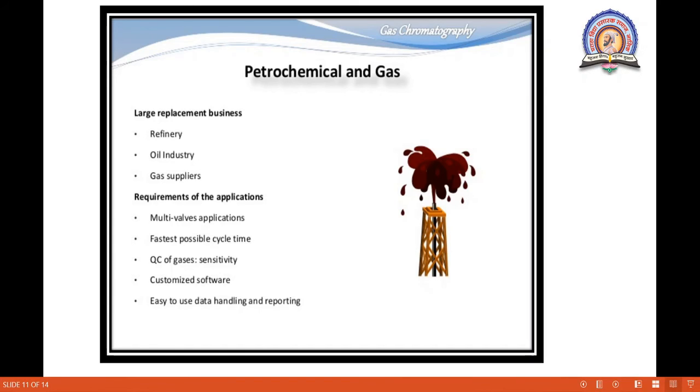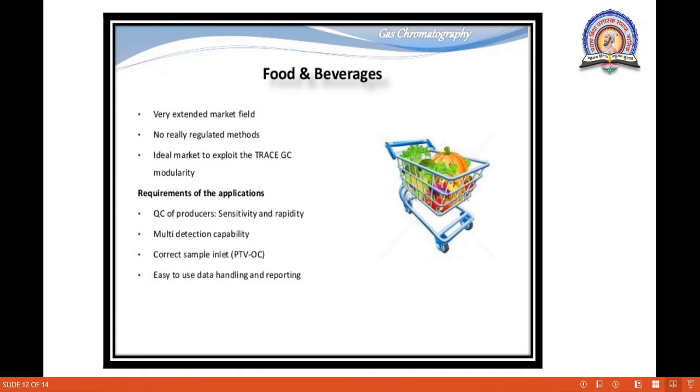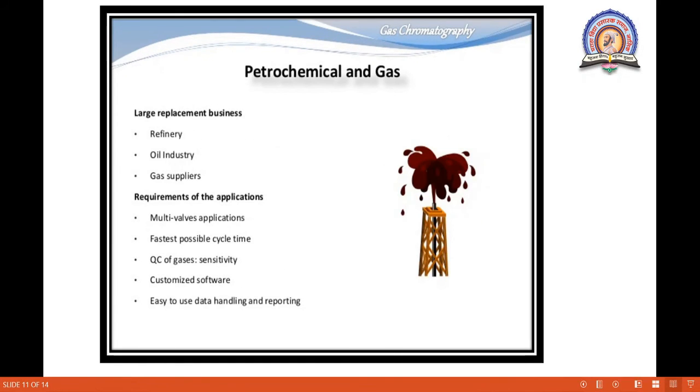Then petrochemical and gas industries have a wide application. For this application, the users are refinery, oil industry, and gas suppliers, and the requirements are multi-method application, fastest possible cycle time, quality control of gas sensitivity, customized software, and easy-to-use data handling and reporting.